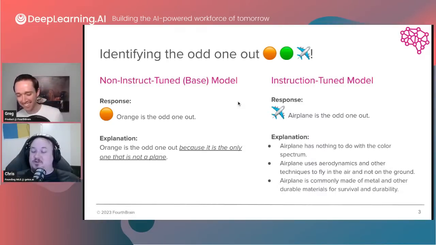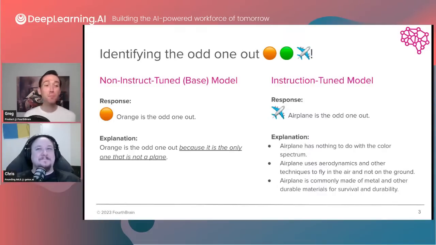And then for our instruction tune model, we have a much better response, which is airplane is the odd one out. And then it gives some cogent explanation here. Airplane has nothing to do with the color spectrum. It uses aerodynamics and other techniques to fly. It is not on the ground, and it's made out of metal and durable materials. So the improvement is pretty clear between the two. Substantial improvement on this and many other questions that we can get with instruct tuning. Super cool to see this. We're going to see lots of examples in the demo that's coming up in just a few minutes, Chris. See you soon.